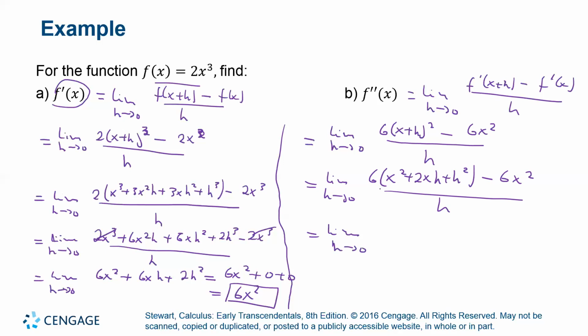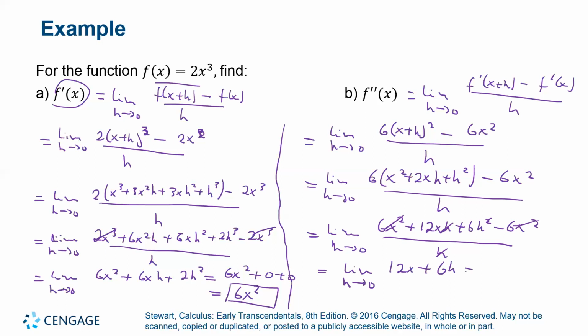And if you expand, distribute the 6, that gives you 6x squared plus 12xh plus 6h squared minus 6x squared, divided by h. Now this cancels out, and h cancels one of this and one of that. So we have the limit as h goes to 0 of 12x plus 6h. Now if h goes to 0, then we have 12x plus 0, which will give me 12x.